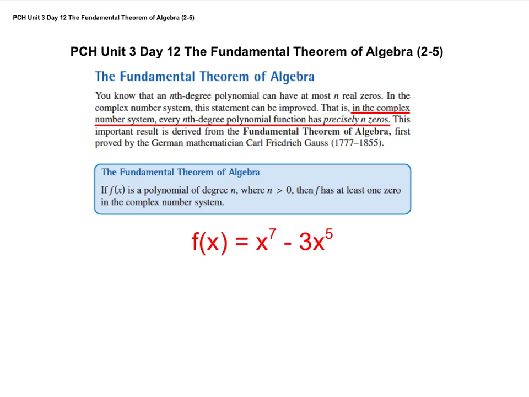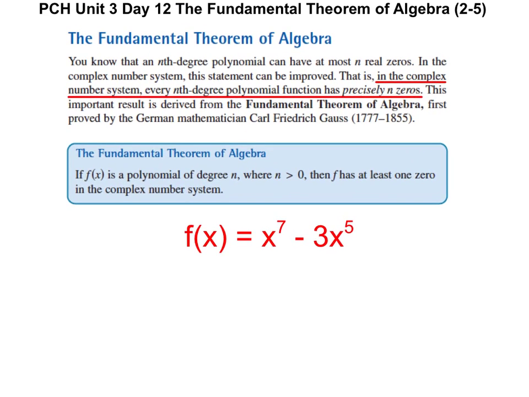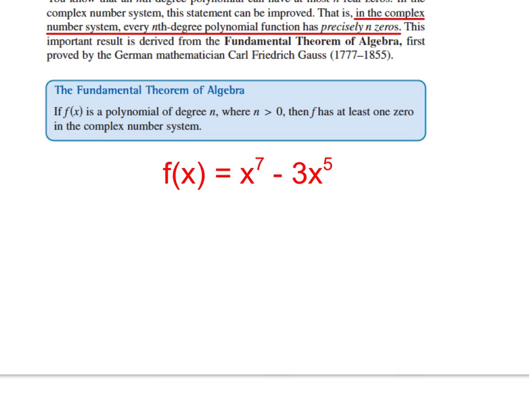But the fundamental theorem of algebra, you can see here in kind of a formal statement, says if f of x is a polynomial of degree n, where n is greater than 0, then f has at least one zero in the complex number system. Okay? And to specify even further, you have what I have written up at the top. It'll actually have exactly n zeros if you count multiplicity.